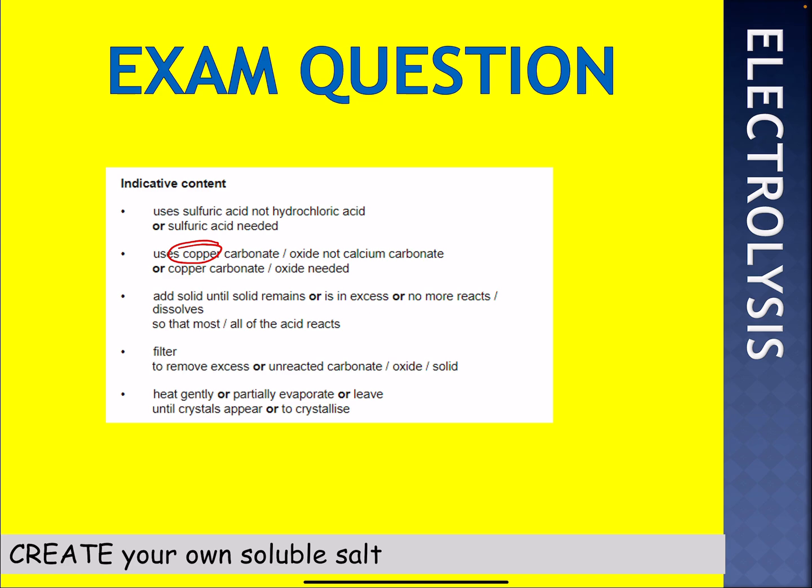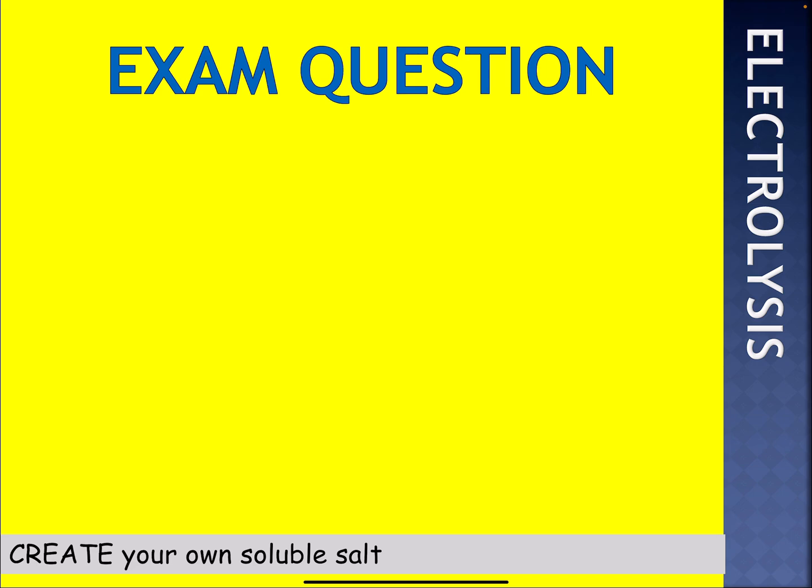Number 3, add solid until solid remains or is in excess, like we have discussed. And then you filter to remove the excess copper carbonate or copper oxide. And then the final step. Now that's a possible 5 mark question. Moving on. And that's the end of this neutralisation reaction practical.